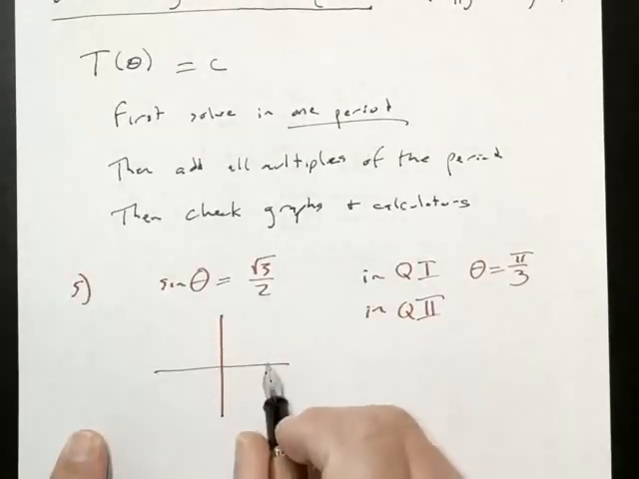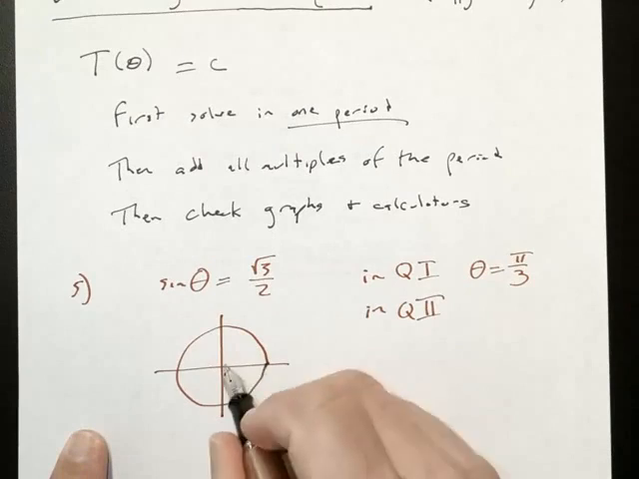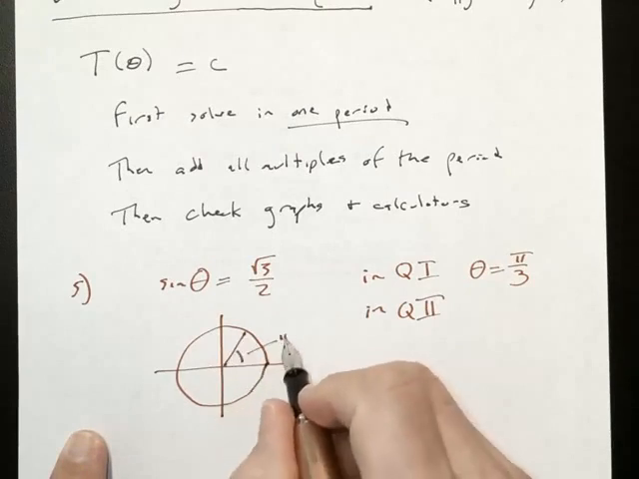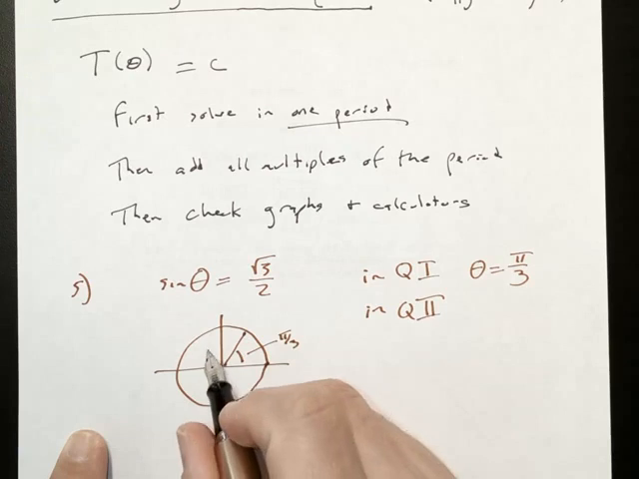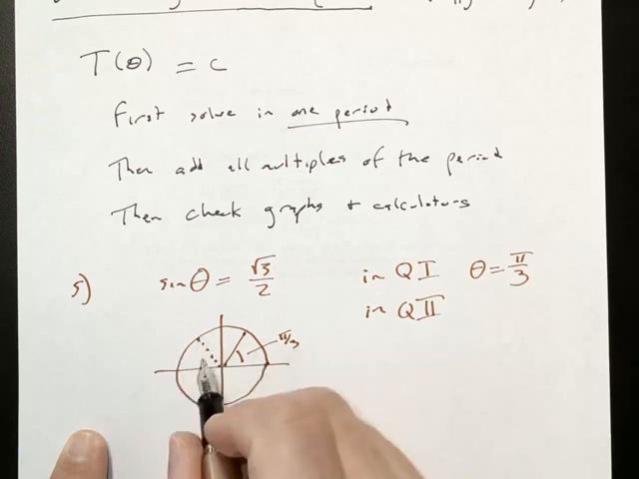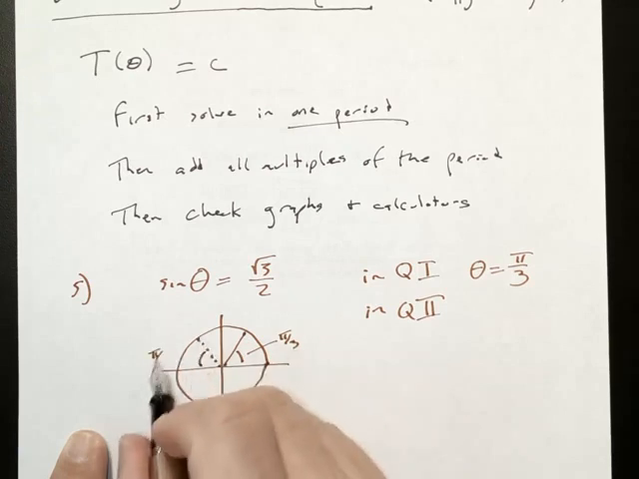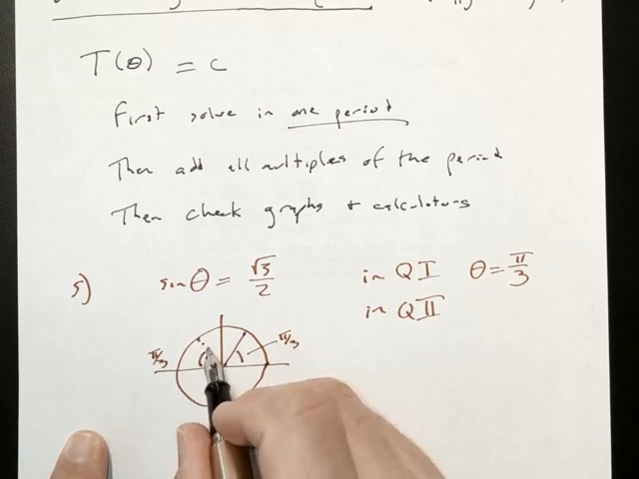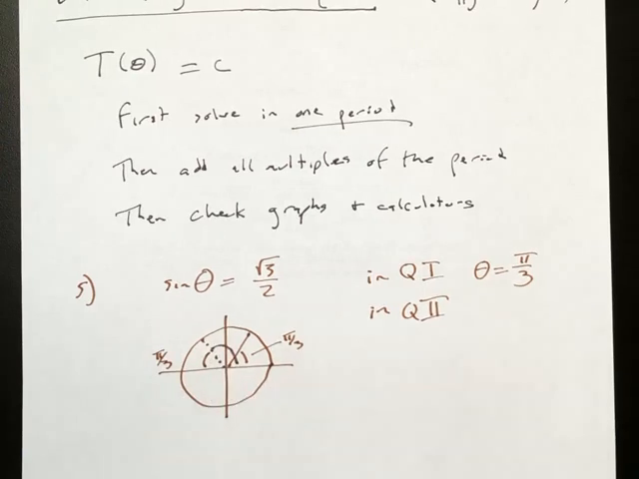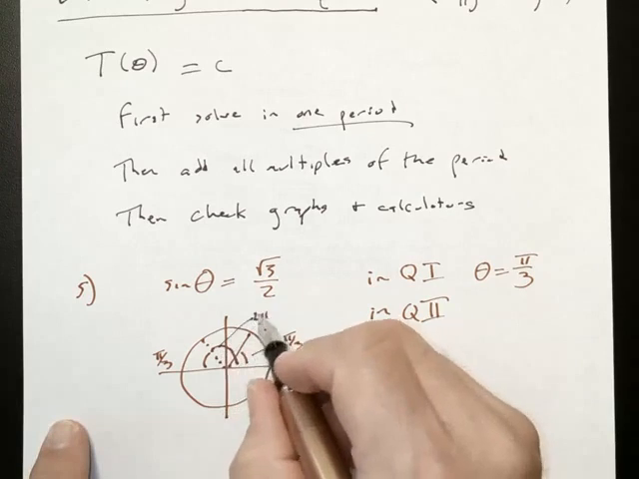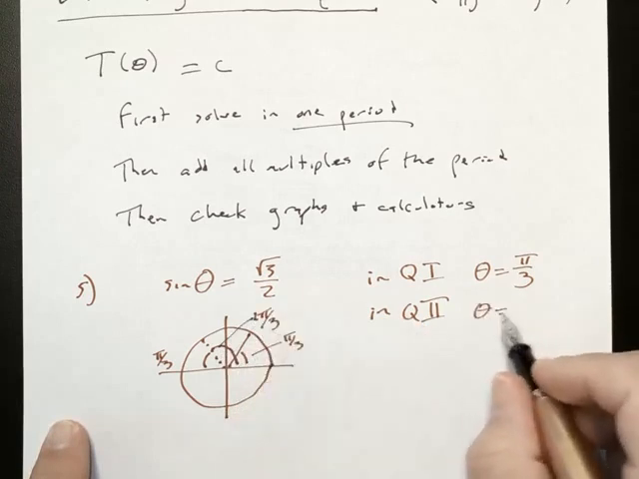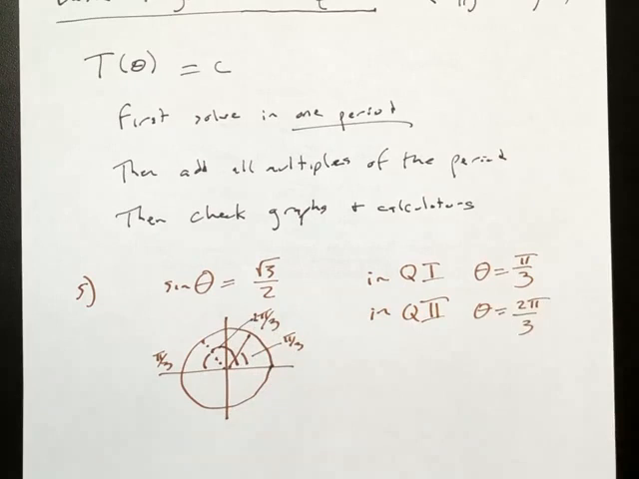If it helps, let's draw the unit circle. Pi over 3 is up here. The other angle we said was over here in the second quadrant. Its reference angle is pi over 3. So what's the rest of it? 2 pi over 3. Perfect. That's the first step. Within the first period, I found my answers.